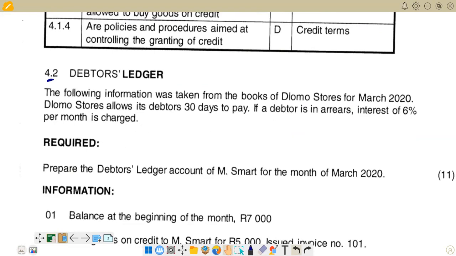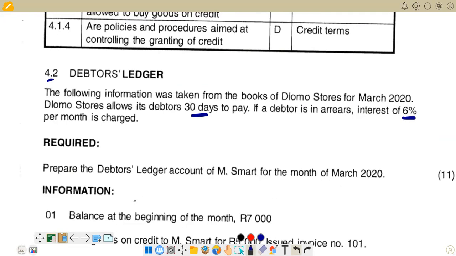So we can take note of the interest there, that it should be charged when the debtor takes more than 30 days without paying. So here we know that is 30 days. Very important to take note. So this is the credit term, is 30 days. So we go to the required part, prepare the debtors ledger account of M-Smart for the month of March 2020.